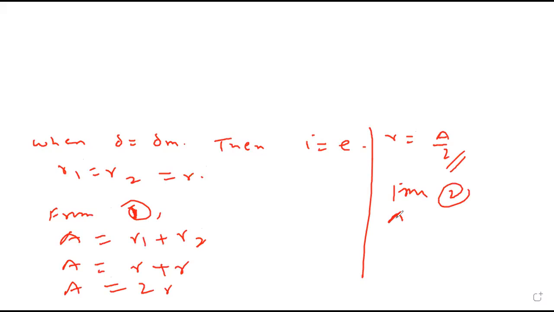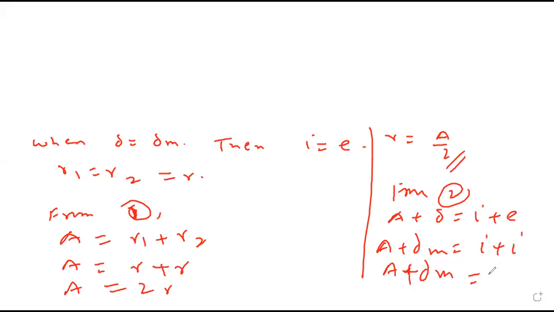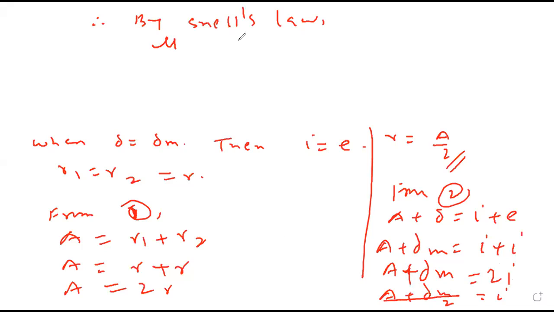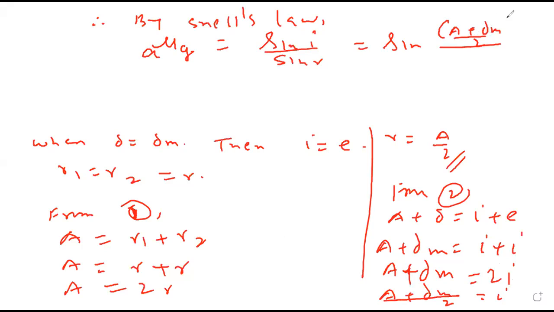Then from the second, A plus delta is I plus E. When delta becomes minimum, then I and E are the same. So A plus delta M becomes 2I. A plus delta M upon 2 equals I. Therefore, by Snell's law, the refractive index of the glass prism with respect to air is sin I upon sin R, which becomes sin of A plus delta M upon 2 divided by sin A by 2. Copy till this.